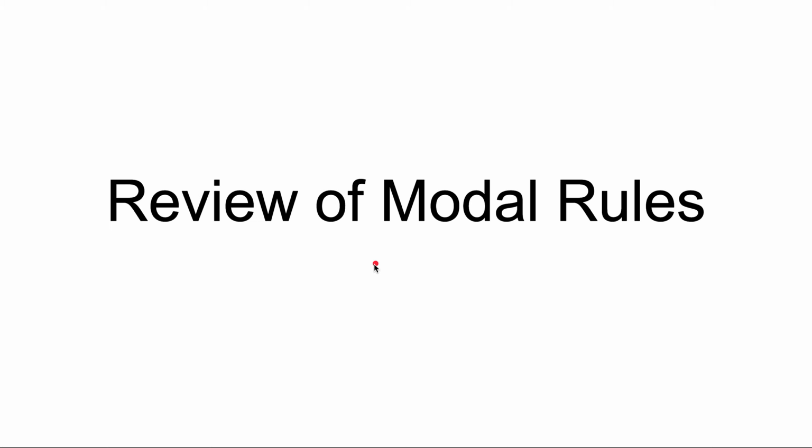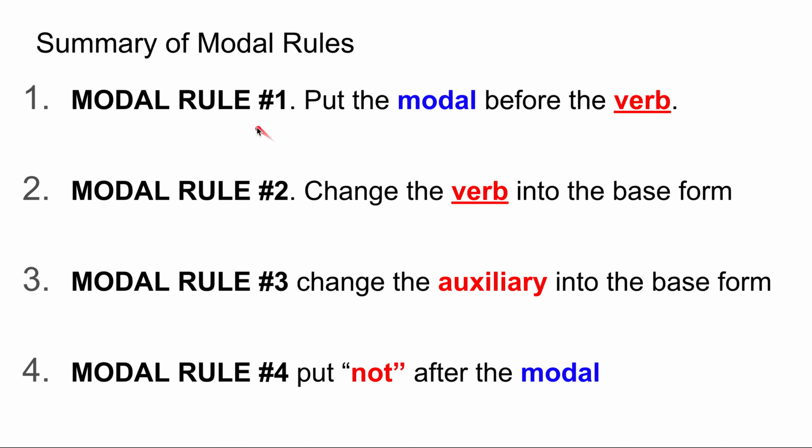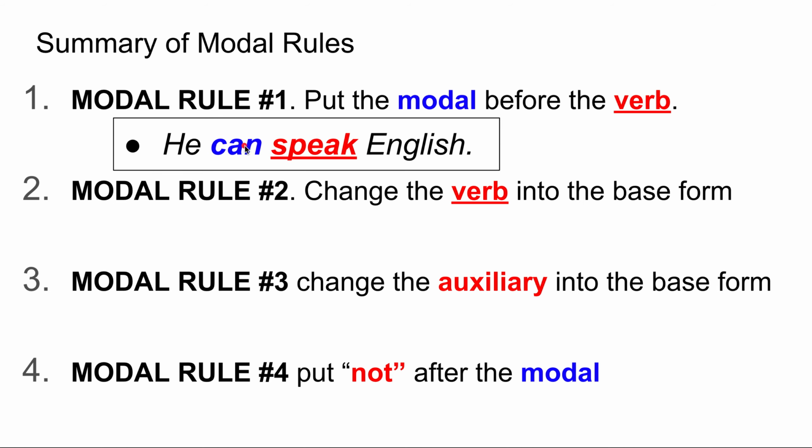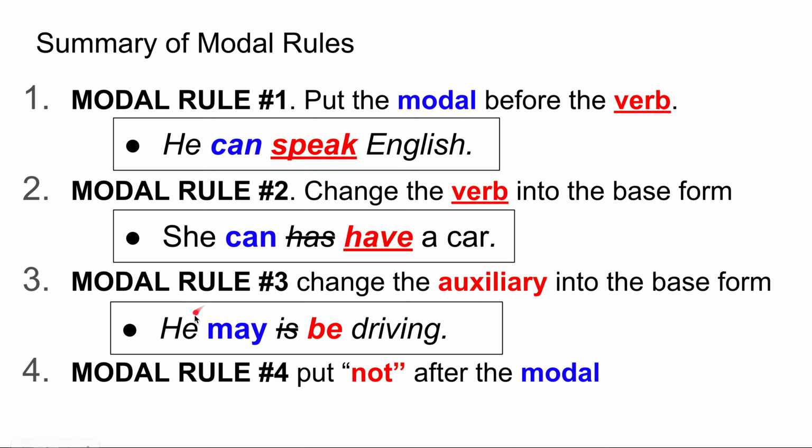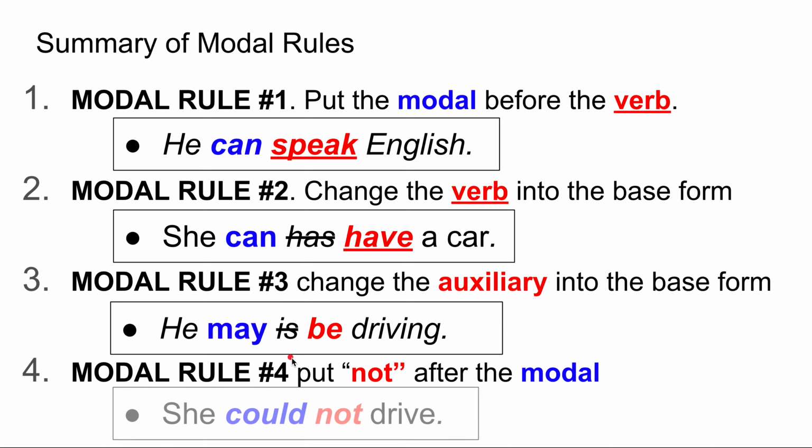Before we start, let me review some of the modal rules. The first modal rule is to put the modal before the verb, so he can speak English. The second one is to change the verb into the base form, so she can have a car. We don't use has. The third modal rule is to change the auxiliary into the base form, so he may be driving instead of is. And the fourth one is to put not after the modal, so she could not drive. Negation occurs after the modal.